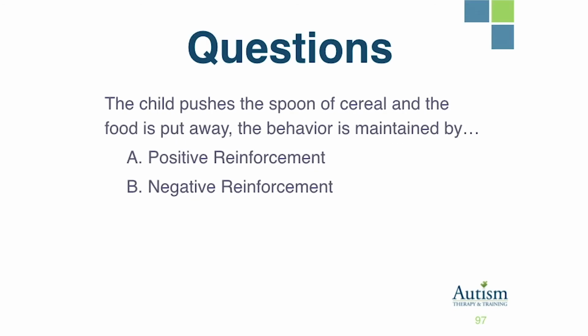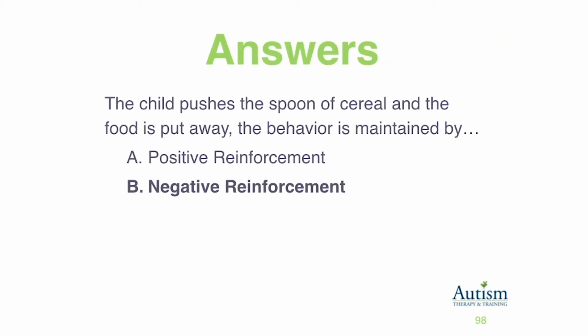The child pushes the spoon of cereal and the food is put away. The behavior is maintained by A, positive reinforcement, or B, negative reinforcement. And the correct response is B, negative reinforcement.